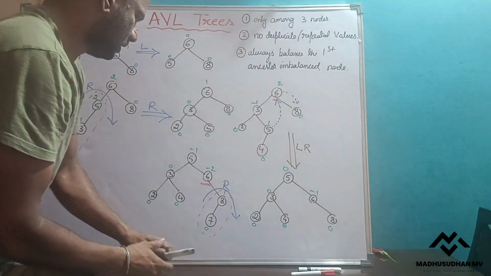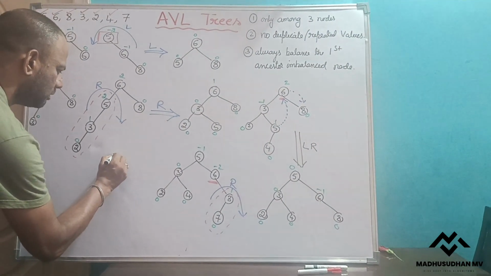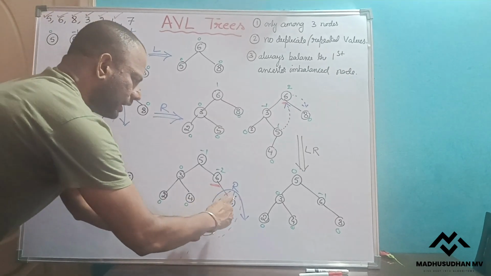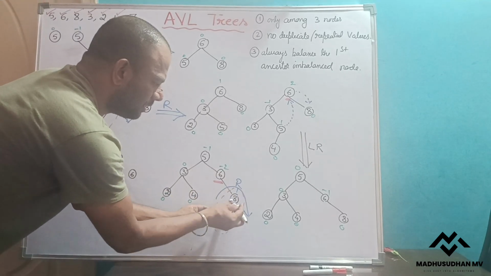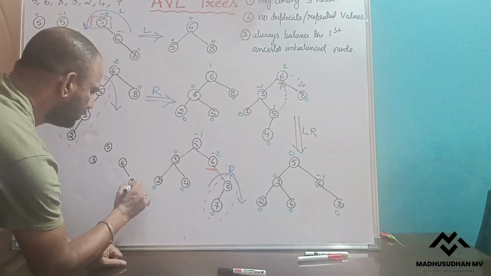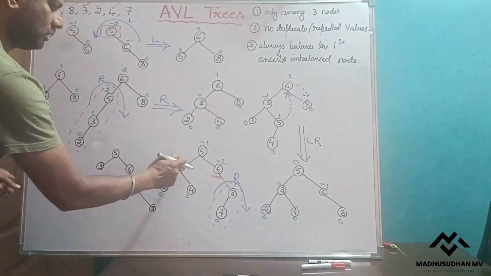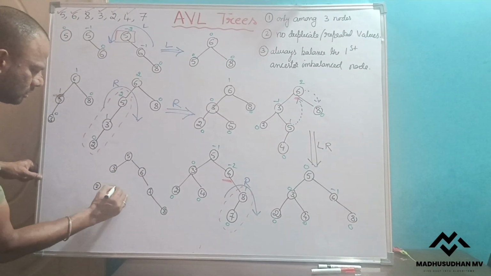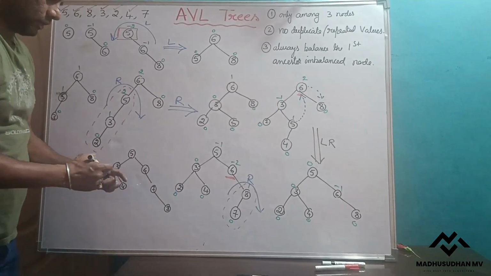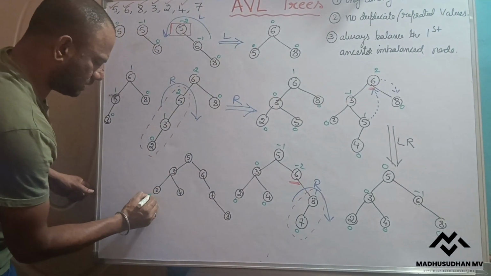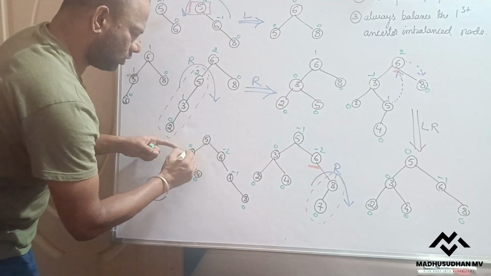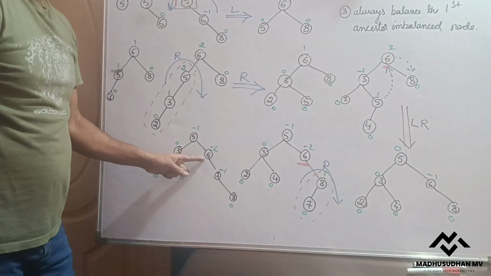If I do this right rotation, I get like this 5, 3, 6. Now if I do right rotation, it will go like this. 7 comes here, 8 goes here. 7, 8. Okay. Now this remains as it is, 3, 2 and 4. Now again, if you calculate here, this is the leaf node 0, 0. This is minus 1. This is minus 2. This is 0, 1, 2, 3. This is minus 1. Again, this node is imbalanced.